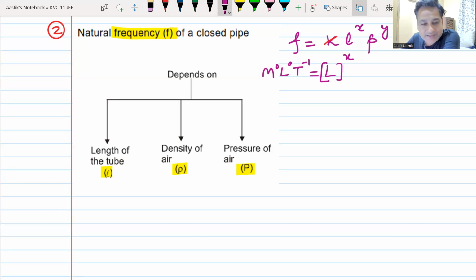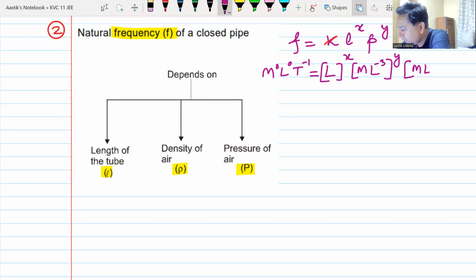Rho is density. What is the dimension of density? M L minus 3 T naught. Yes, that is correct. M L minus 3 raised to the power of Y. What is the dimension of P? Pressure, my dear friends. M L minus 1 T minus 2. That is absolutely correct. M L minus 1 T minus 2 raised to the power of Z. That is my step number 1.